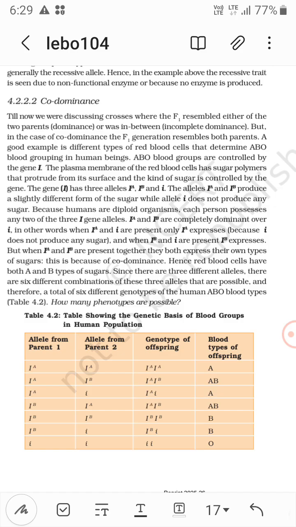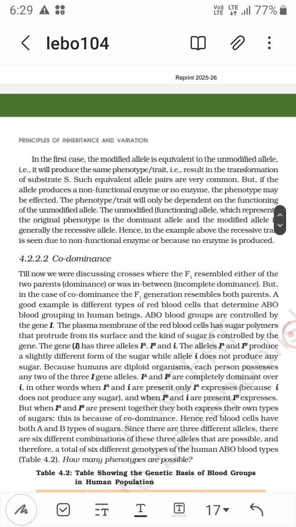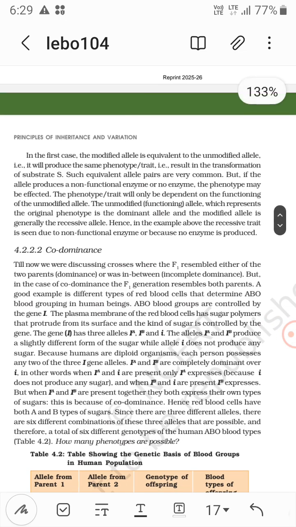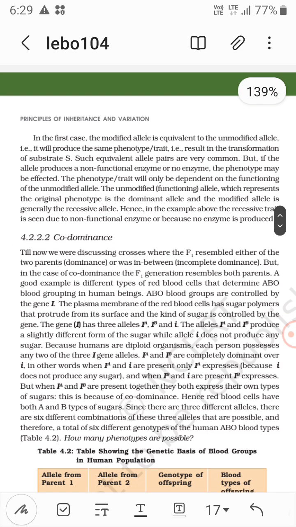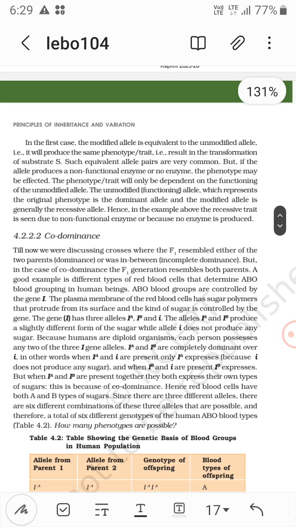As you know from the example, when the F1 was in between, that is incomplete dominance, that is the pink. But in the case of codominance, the F1 generation resembles both the parents.